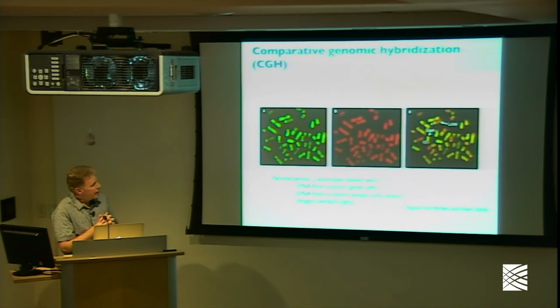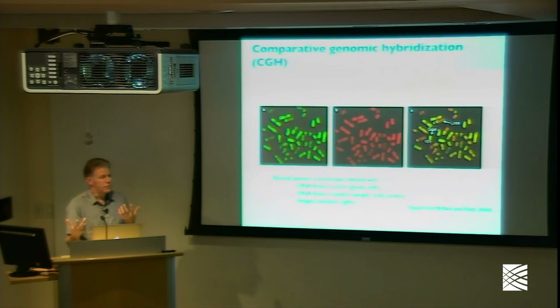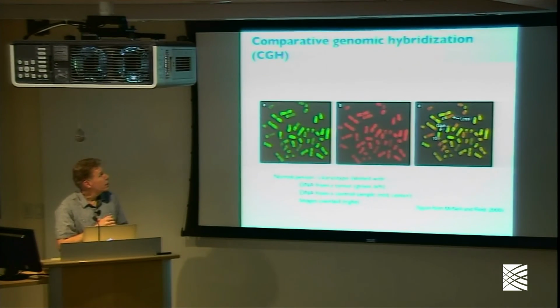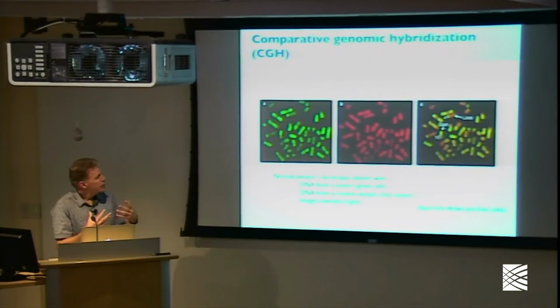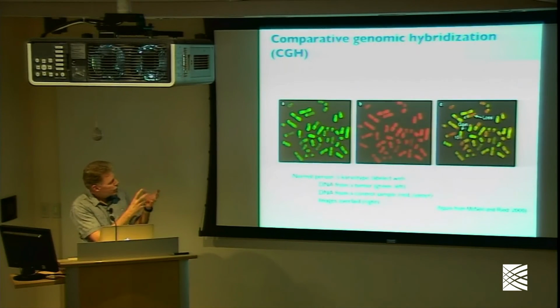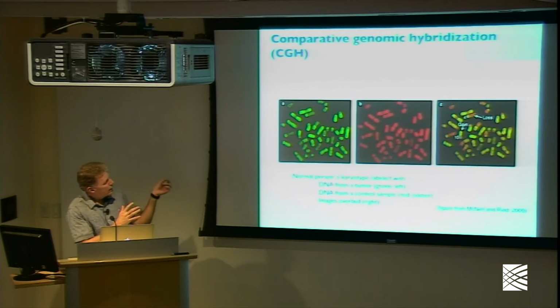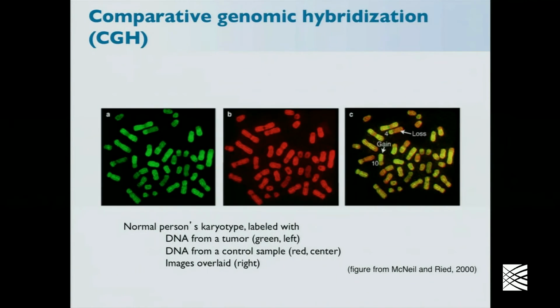One of the next major advances that helped our understanding of structural variation and copy number variation was the invention of comparative genomic hybridization, which takes advantage of the fact that DNA hybridizes to itself. You can take a normal genome and hybridize other DNA to it. In this case, DNA from a tumor cell in green and from a control sample in red. You can overlay these and look at whether there's an excess of green or red fluorescence, because we've labeled the DNA samples we put in.